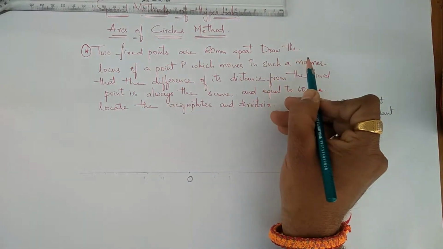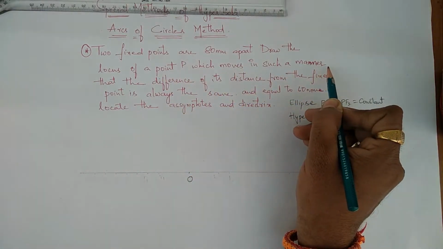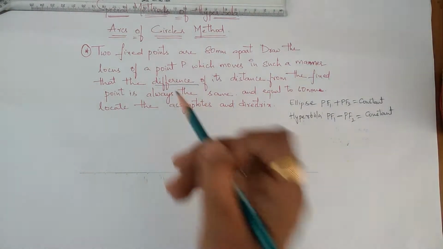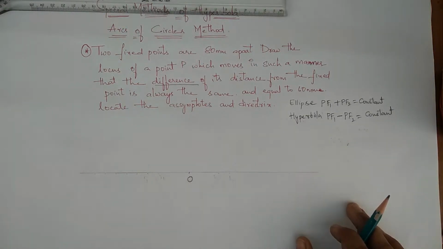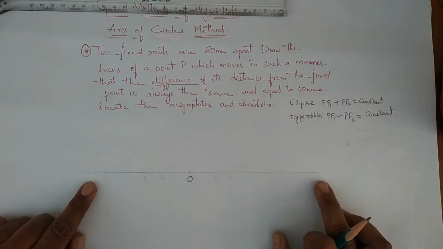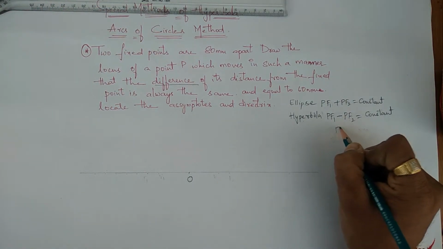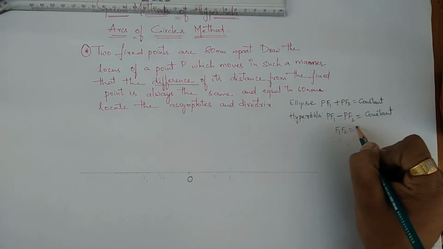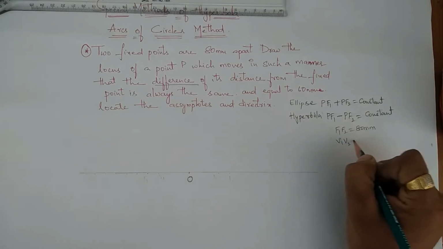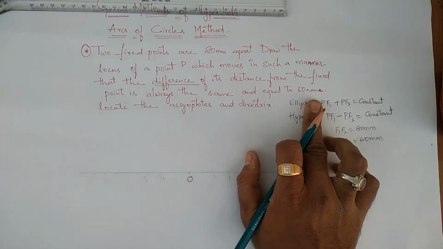So when you go through the question, draw the locus of the point P that moves in such a manner that the difference is constant. As I said, in the same manner you need to construct the hyperbola using this arcs of circle method. First I have drawn one horizontal line, and now I am going to locate the focus points as well as the vertex points. The focus points F1F2 equal 80 mm and the vertex points V1V2 equal 60 mm. This is already mentioned for us in the question.